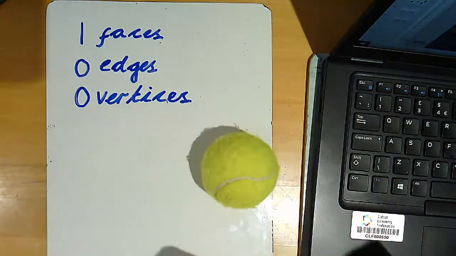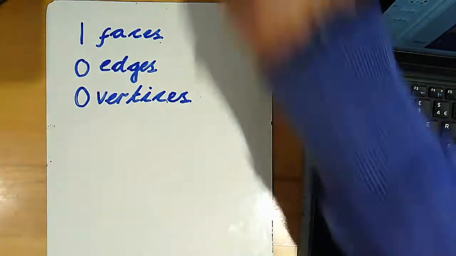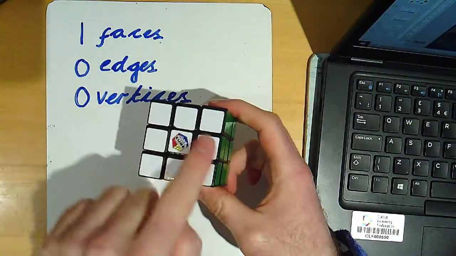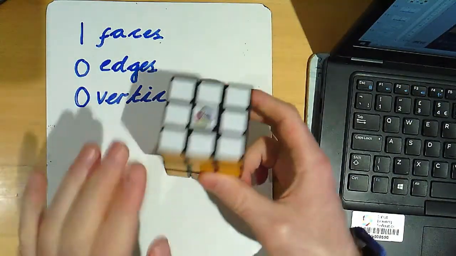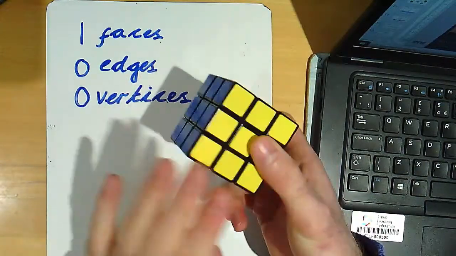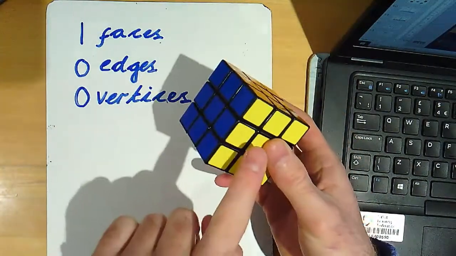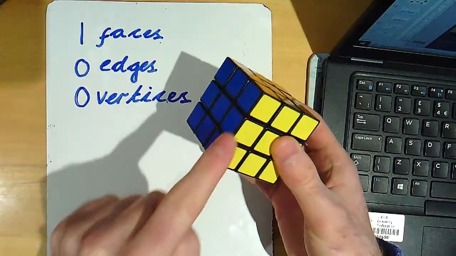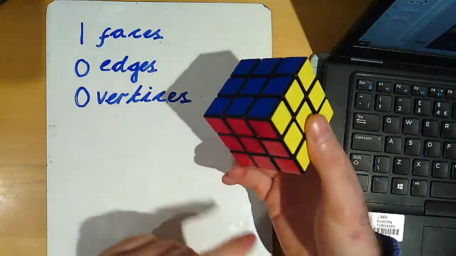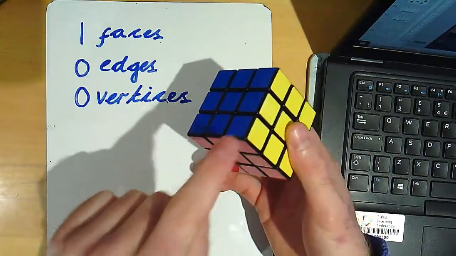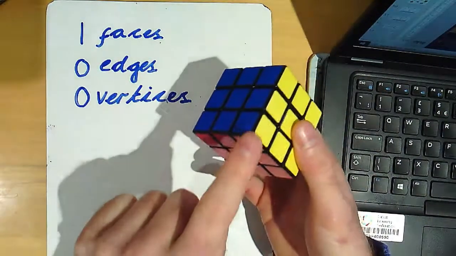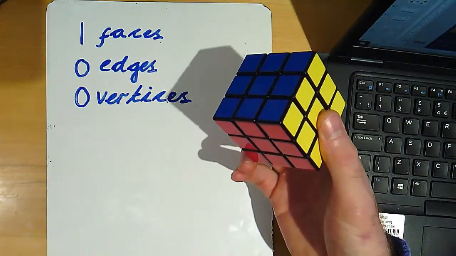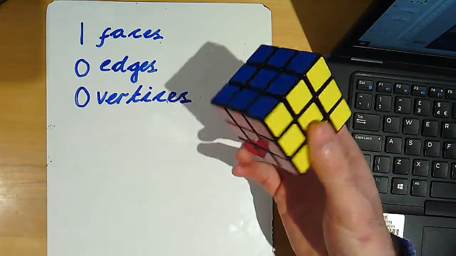So just to recap, we want to know about 3 different properties of 3D shapes. We've got faces. These are 2D shapes that we can see making the surfaces of a 3D shape. We've got edges, that's where two faces meet each other. And we've got vertices, that's where edges meet each other. So that is my summary of the properties of 3D shapes.